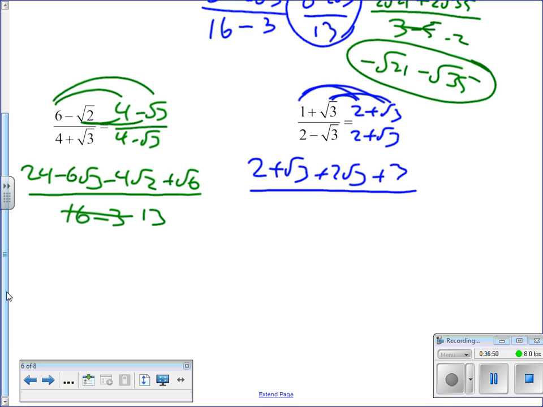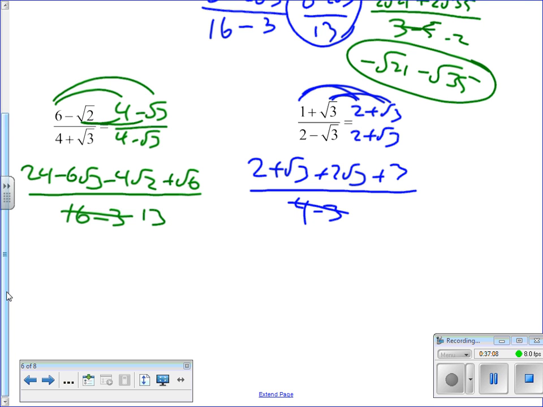And once again, we have a shortcut. 2 squared is 4. Root 3 squared is 3. 4 minus 3. Oh, look at this one. This one is so sweet and easy. Because my denominator is what? 1, so I don't have to worry about it.